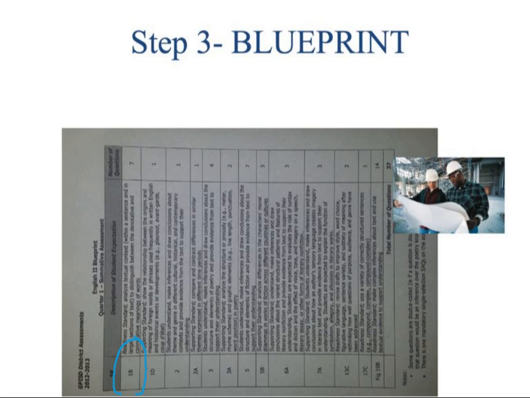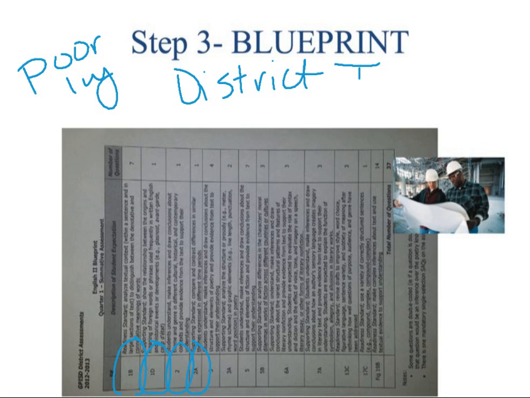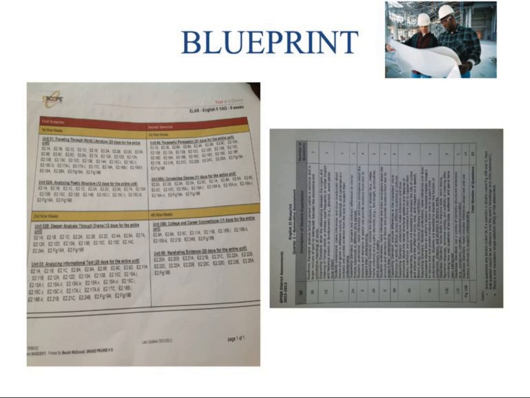So we have 1B, 1D, 2, 2A. These are all of the TEKS that are on our first 9 weeks test. And these are also the TEKS that students normally perform poorly on. So our district is going to test the students on these TEKS. So when you think about where to start, you may want to start with the blueprint.